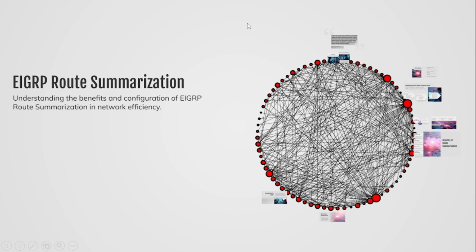So we'll discuss the EIGRP route summarization now. We already know that EIGRP stands for the Enhanced Interior Gateway Routing Protocol. It is a hybrid routing protocol. It has some features of link state as well as distance vector. Like the link state routing protocol, it has a neighbor table and a topology table, and like the distance vector routing protocol, it sends routing updates to its neighbor routers.